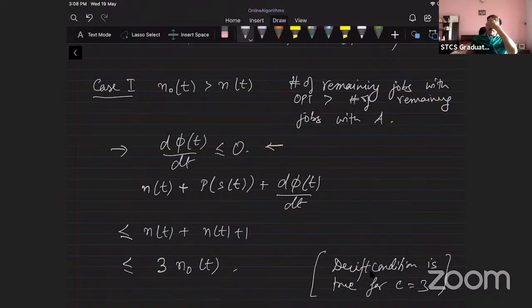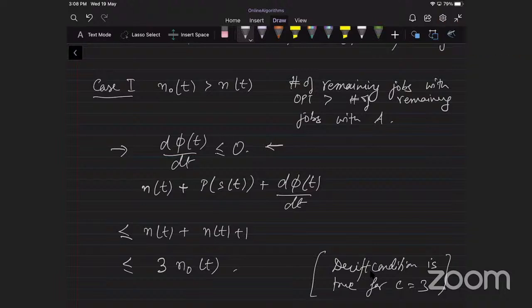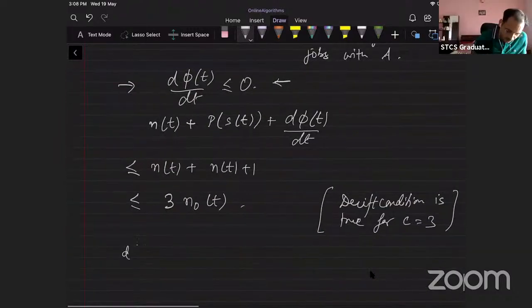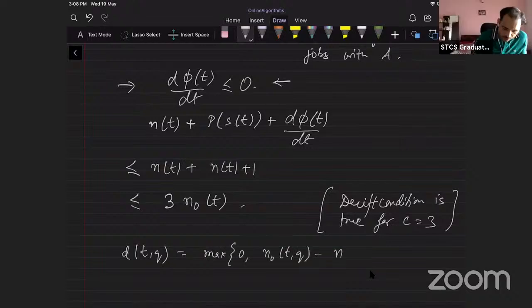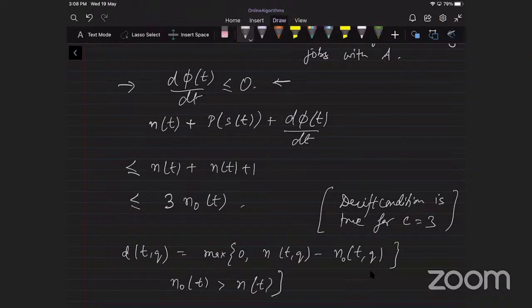Just go to the definition of the algorithm. Sorry, d of tq is 0 in this case because we are taking max. D of tq, remember, is max of 0 comma n0 of tq minus n of tq. Okay, what were you trying to say? So all I know is that n0 of t is greater than n of t. This is all I know.